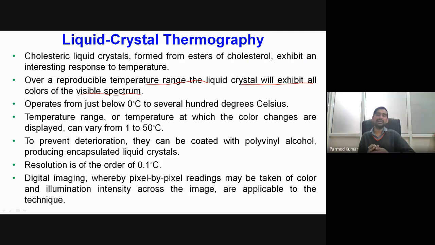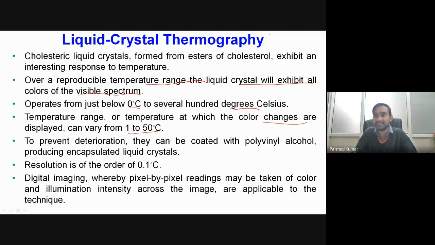Okay, so it means if we subject these liquid crystals to some temperature change, then depending upon the value of the temperature, they will give us the spectrum of visible light. Okay, so these operate from close to 0 degrees Celsius to several hundred degrees Celsius. The temperature range at which the color changes can vary from 1 to 50 degrees Celsius.